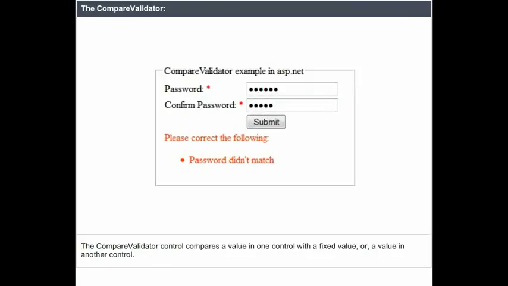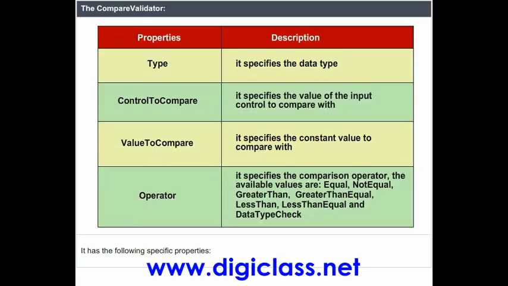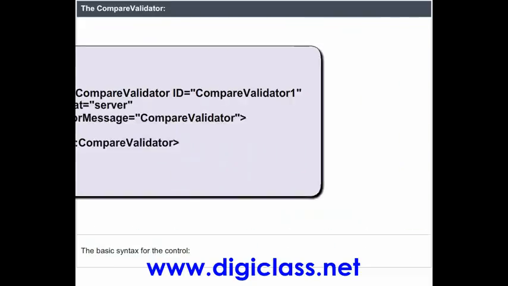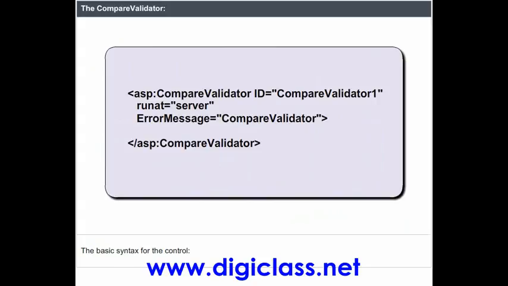The compare validator. The compare validator control compares a value in one control with a fixed value or a value in another control. It has the following specific properties. Type specifies the data type. Control to compare specifies the value of the input control to compare with. Value to compare specifies the constant values to compare with. Operator specifies the comparison operator. The available values are equal, not equal, greater than, greater than equal, less than, less than equal, and data type check. The basic syntax for the control.